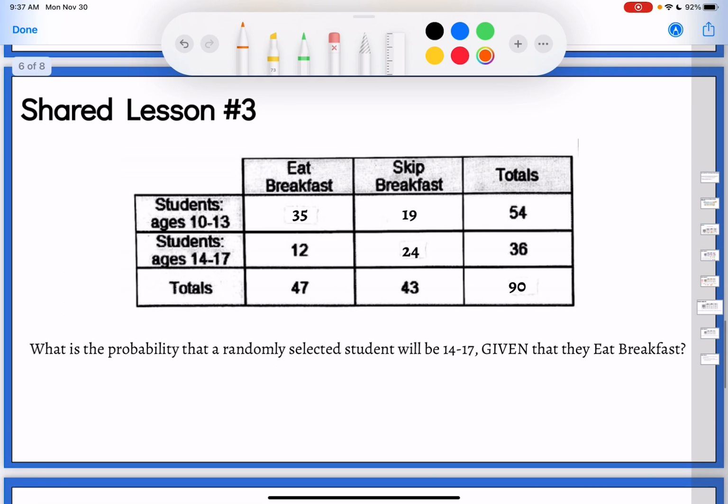All right, here's another way to look at probability. Again, here, we're going to round to the nearest whole percent. This time it says, what is the probability that a randomly selected student will be 14 to 17 given that they eat breakfast? Now this one says, given that they eat breakfast. That means that I am narrowing down my whole table. I'm not going to use the whole thing. I'm going to narrow it down to only this section that says that they eat breakfast. I know that they eat breakfast already, so ignore everything else and only focus on the eating breakfast students.